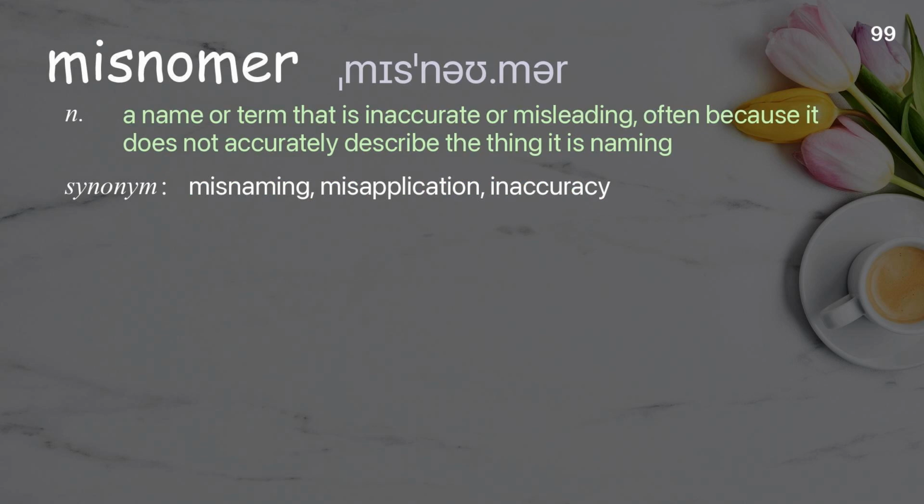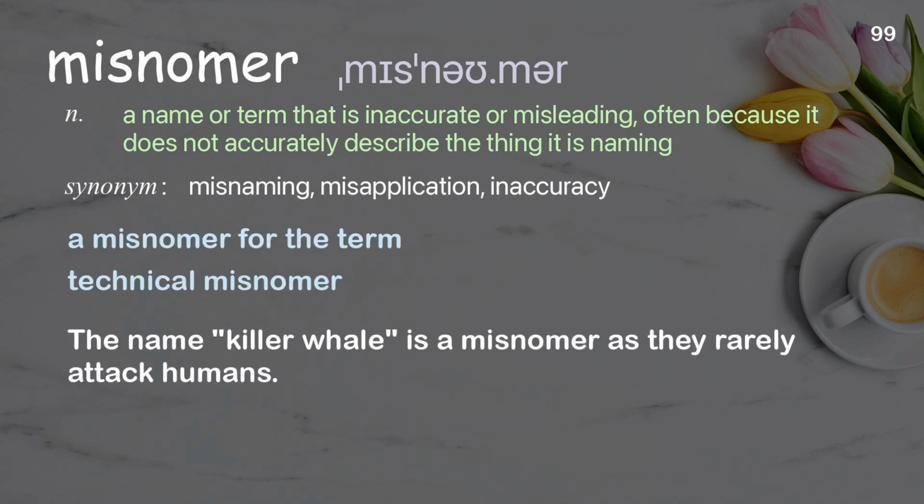Misnomer. A name or term that is inaccurate or misleading, often because it does not accurately describe the thing it is naming. Examples: A misnomer for the term. Technical misnomer. The name killer whale is a misnomer as they rarely attack humans.